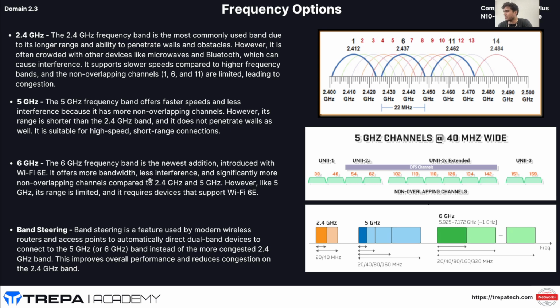So the 6 gigahertz frequency band is the newest addition, introduced with Wi-Fi 6E. It offers more bandwidth, less interference, and significantly more non-overlapping channels compared to 2.4 and 5 gigahertz. If you're ever wondering, why don't we just do that from the start? It's because of power, guys. It's because you need more power to generate those higher frequency channels, higher frequency ranges.